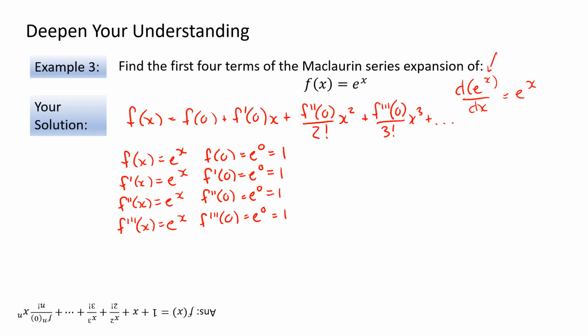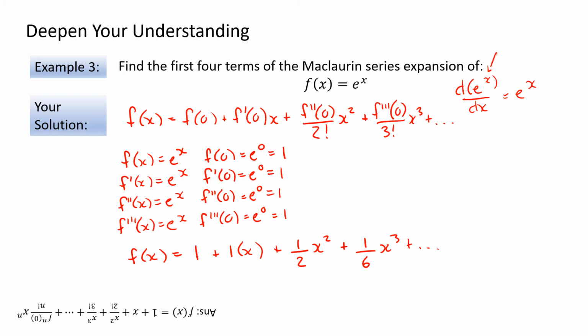So now we can substitute in each of these values. So f at x is equal to f at 0, which is 1, plus f prime at 0, which is 1, times x, plus f double prime at 0, which is 1, divided by 2 factorial, which is 2, x squared, plus f triple prime at 0, which is 1, divided by 3 factorial, which is 6, x cubed. Okay? And we can keep expanding that out, but we only want the first 4 terms.